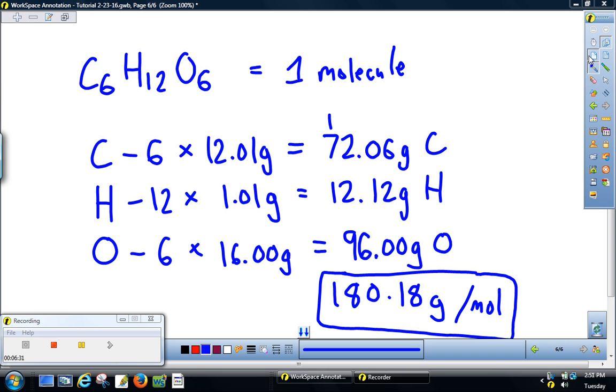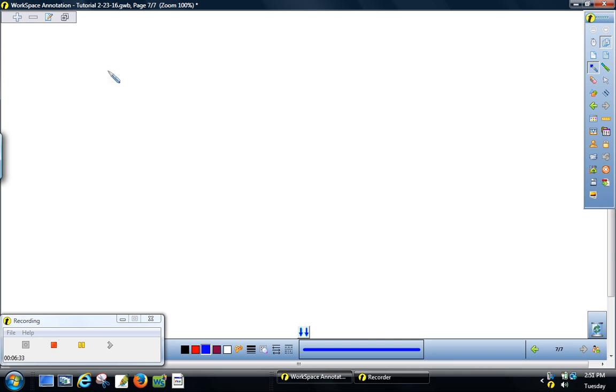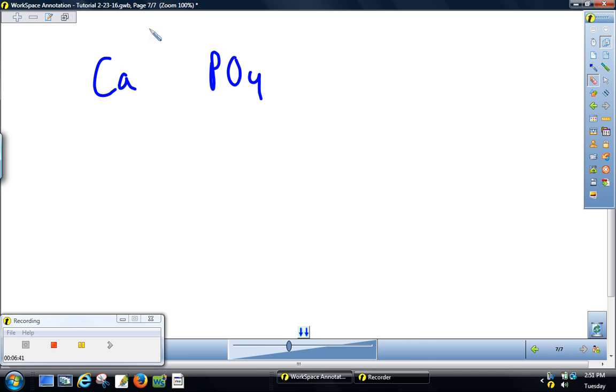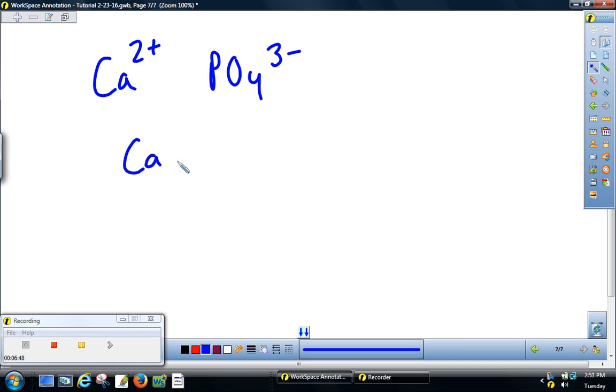Alright, we'll do one more. Since I'm thinking of it, if you have something like calcium phosphate. Oops. Having a rough day here. At least I'm catching my mistakes. Calcium is +2. Phosphate is -3. And so that would give you the formula unit. We need 3 calciums to combine with 2 phosphates so that we get +6 and -6.